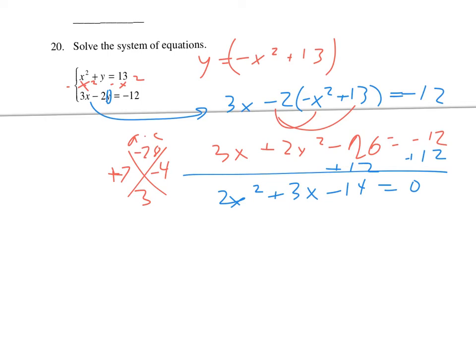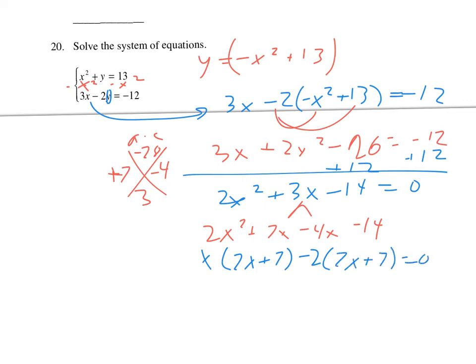Since we need to add up to the positive, the bigger one's got to be positive. And so then I need to use my grouping here. So I'm going to split this up as 7x and negative 4x. And then I got here 2x squared and then minus 14. The first group I can only take out an x, which leaves me with 2x plus 7. The second group I can take out a negative 2, which will leave me with 2x plus 7 as well. So then I know x minus 2 times 2x plus 7 equals 0. So then to split this up, x minus 2 equals 0, and 2x plus 7 equals 0.